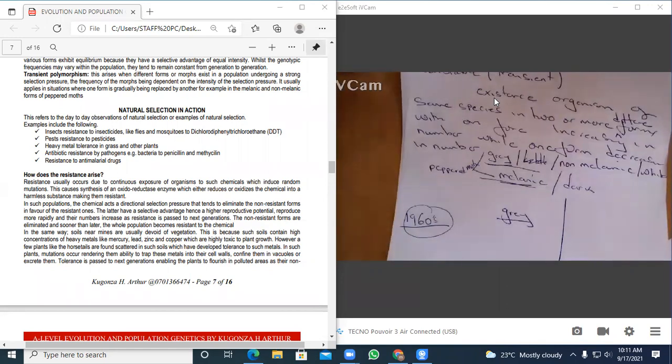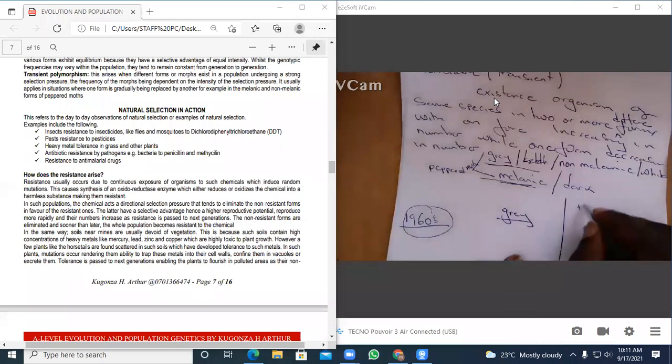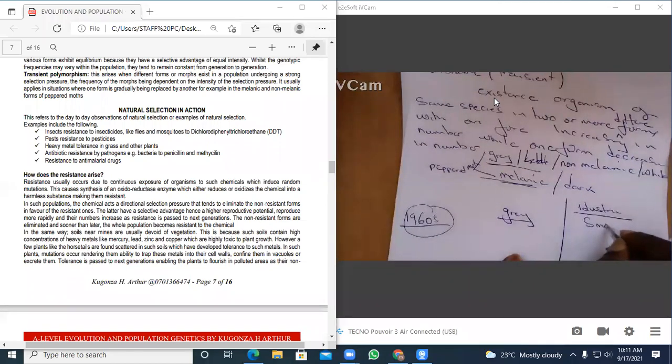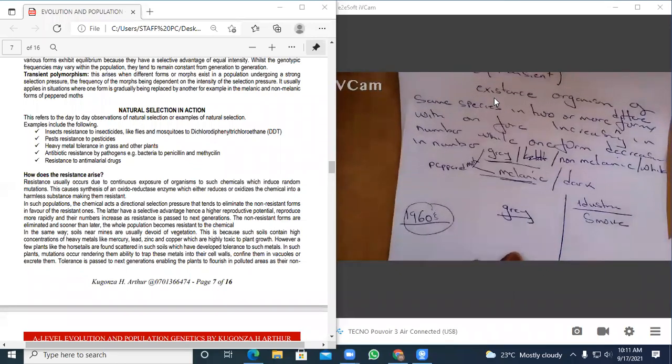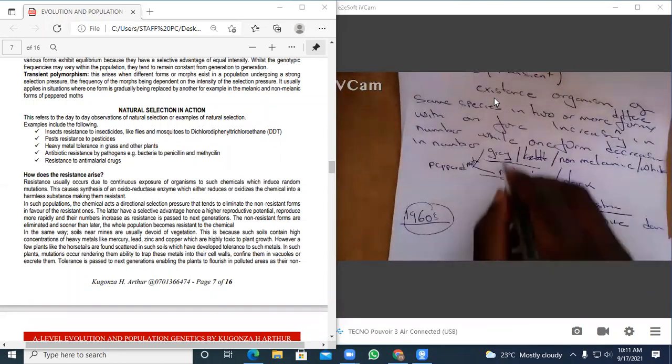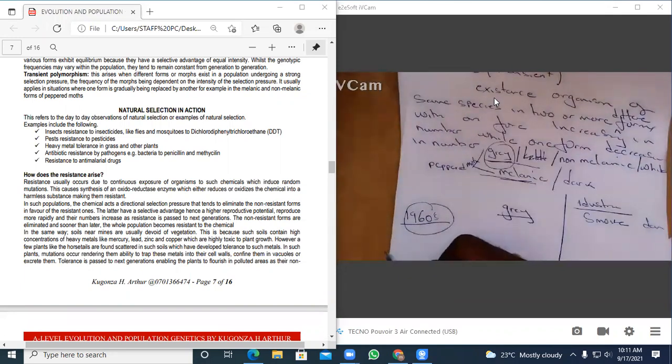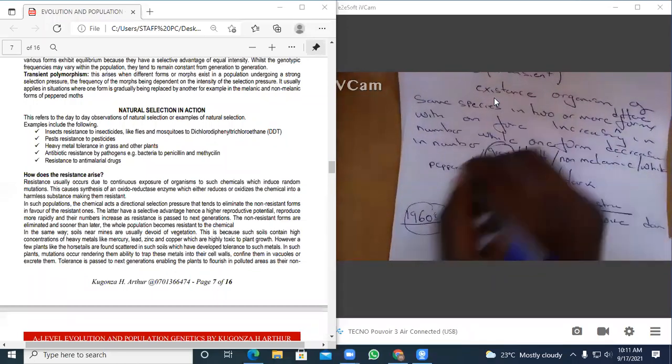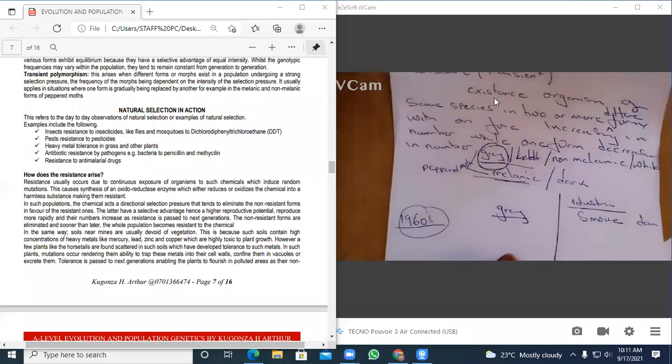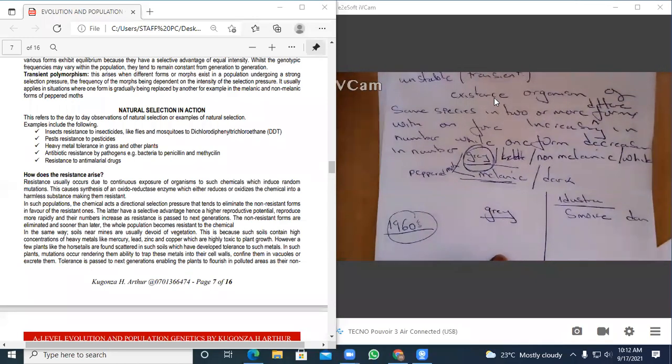But when we go to areas where we have a lot of industries, remember industries produce smoke, and when they produce smoke, most tree barks become dark. It means the gray peppered moth can no longer camouflage. It will easily be identified because the background has been painted black due to the soot or smoke from industries. It means the gray one will no longer be favored because it will be easily predated on. It can no longer camouflage.